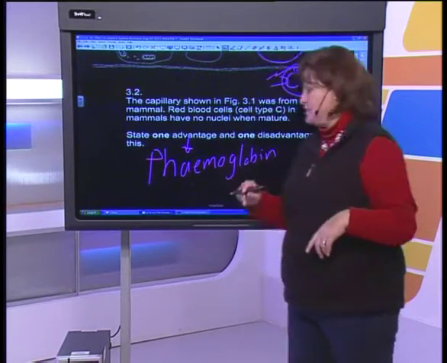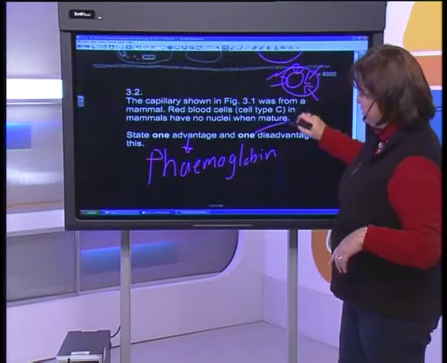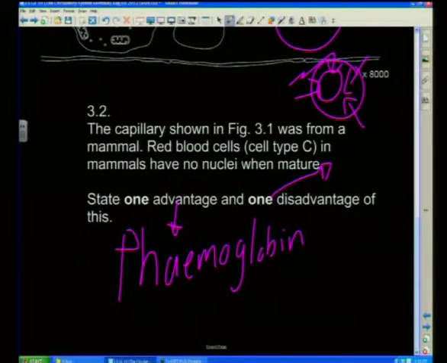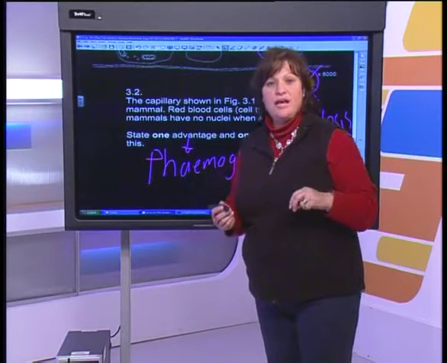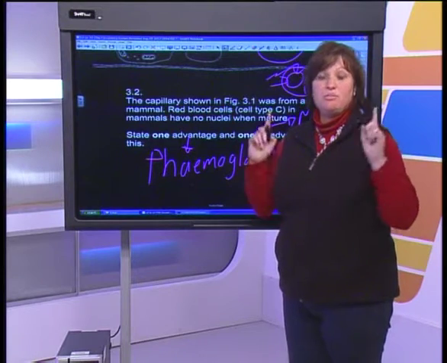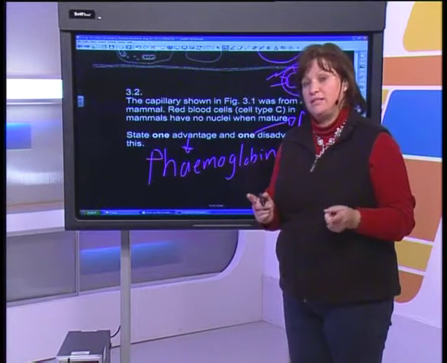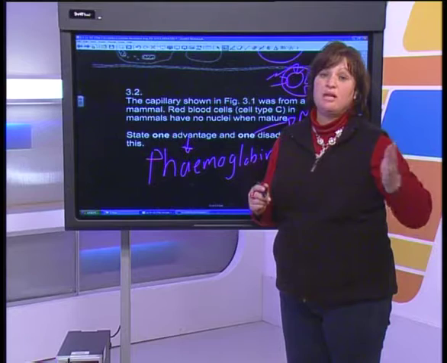The disadvantage, what could it be? Cells with a nucleus can very often divide by mitosis. Red blood cells are not able to do that. If they can't do that, that means that the responsibility to make more red blood cells falls onto another part of the body.